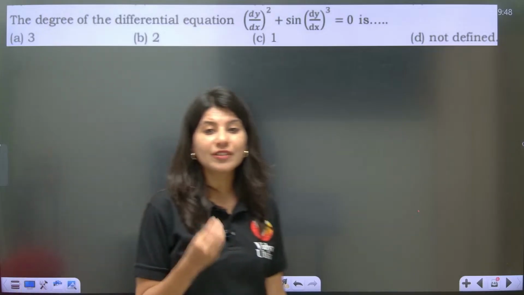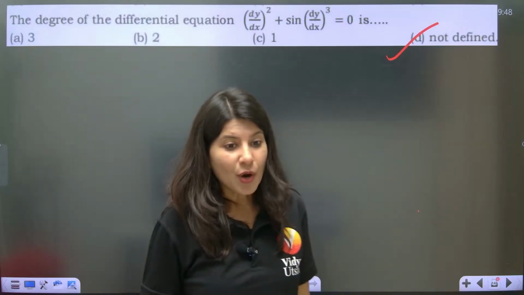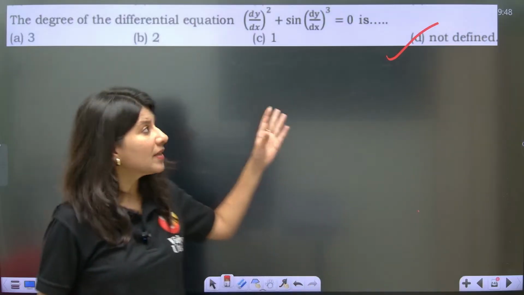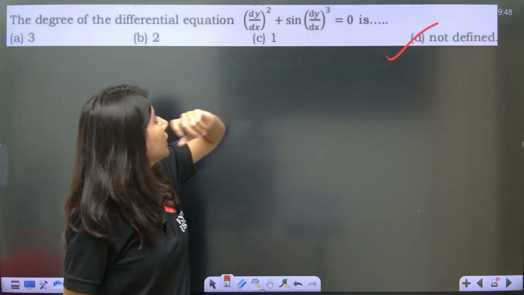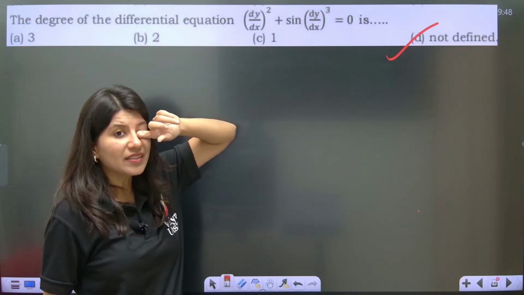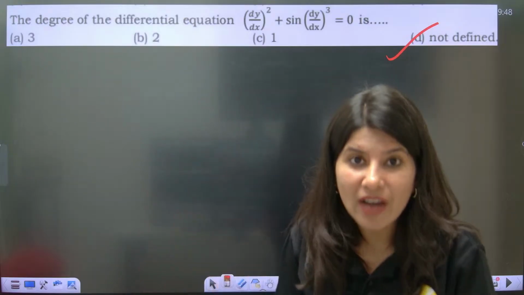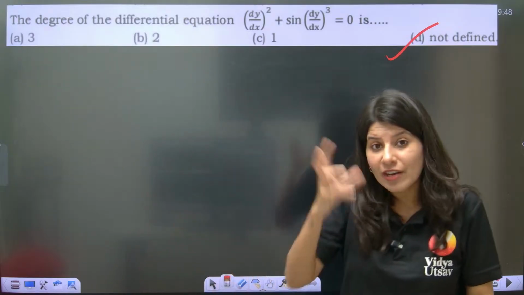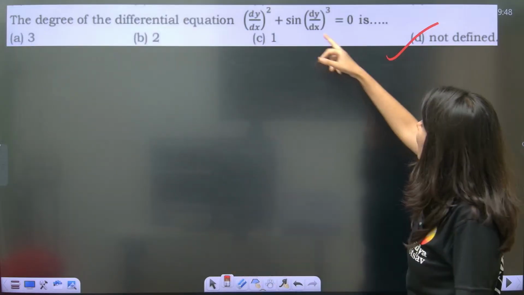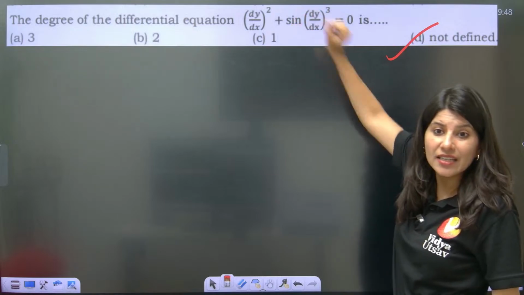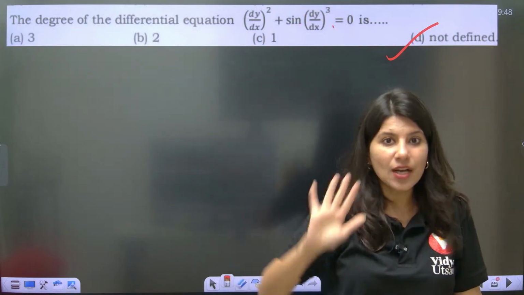So the degree of the differential equation will be not defined. Many students will say, ma'am, the degree will be 3. No. Understand, degree will only be defined when your differential coefficients are free. Here your dy by dx is stuck inside a function, which is not allowed for degree. For order it is allowed.